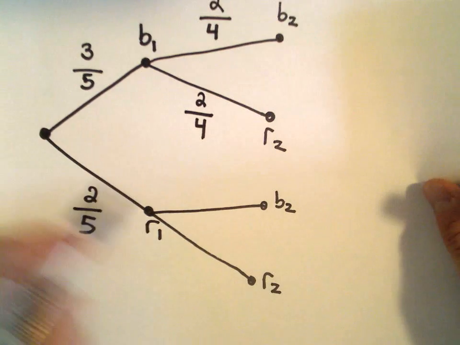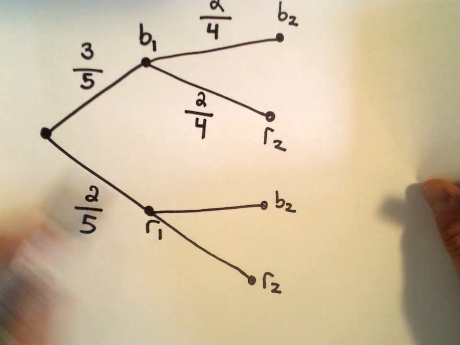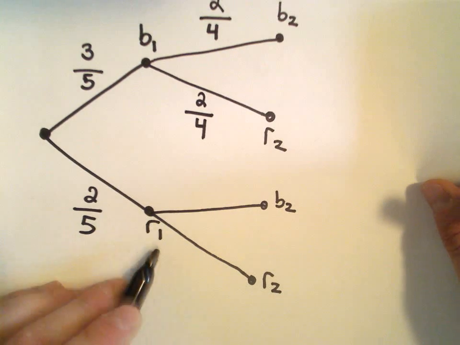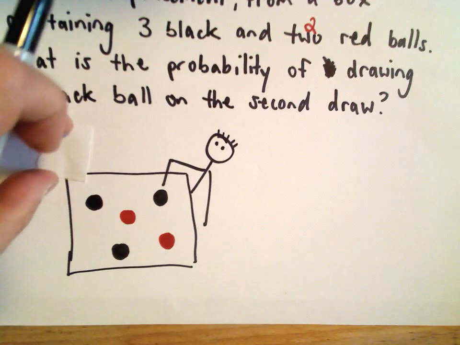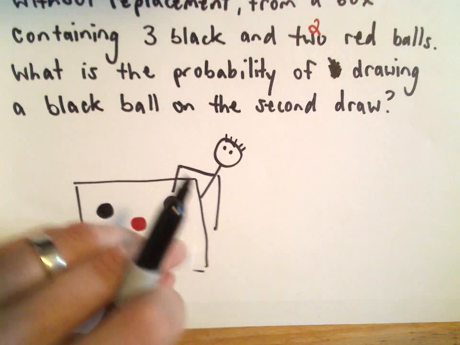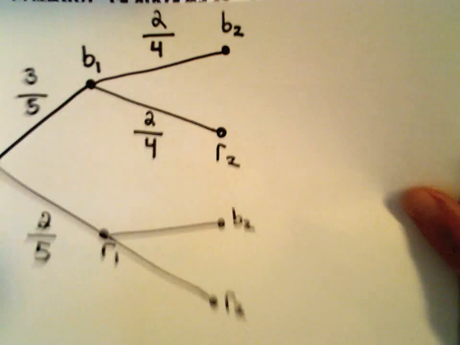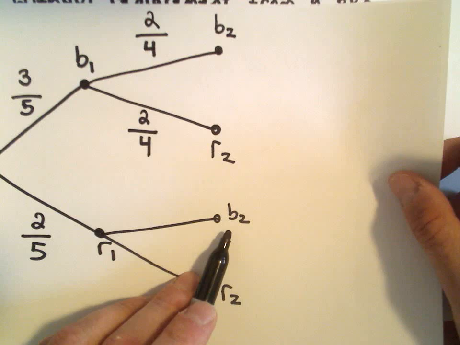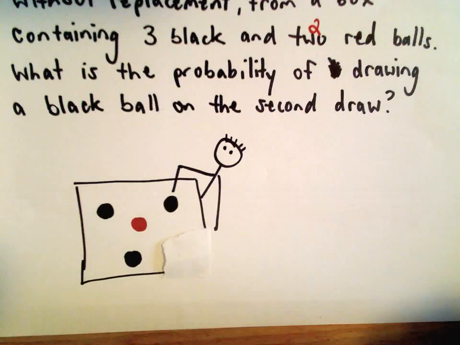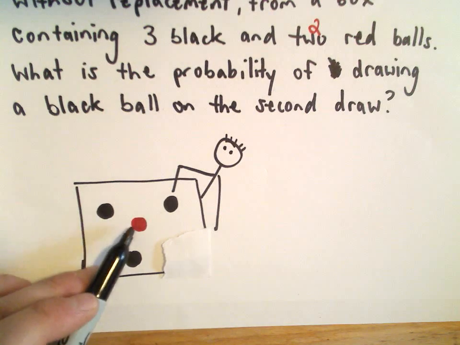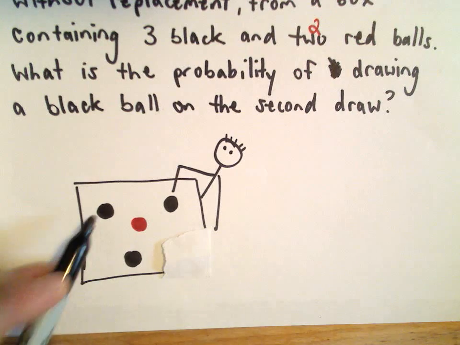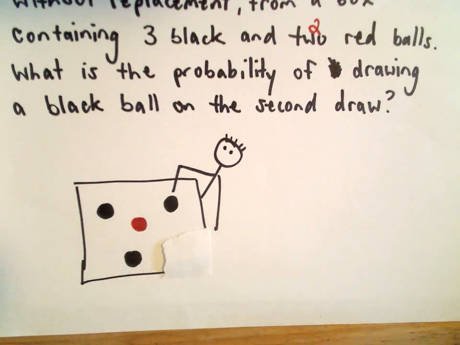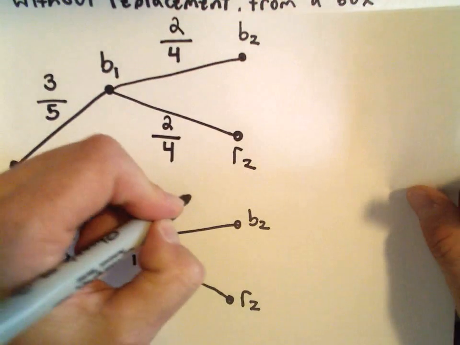All right, let's do the bottom branch as well. So now we're assuming we got a red ball on the first draw. So now we have one less red one. Okay, so we want to know the probability of getting a black ball on the second draw. Well, there's again 1, 2, 3, 4 balls total, but 3 of those are going to correspond to black ones.